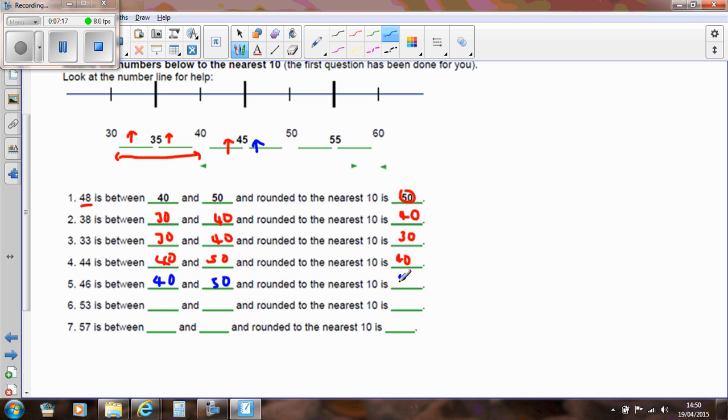So that one's going to be 50. It's closer to that 50 than it is to 40. 53 is between 50 and 60, but it's closer to 50 because it's about there. It's before 45, so it's closer to 50 than it is to 60. So that one will be 50. And then 57 again is between 50 and 60. If we put it on the number line, it's about there. So it's far closer to 60 than it is to 50, so the nearest 10. So we ignore the fact that the 55 is there. It's closer to 60.